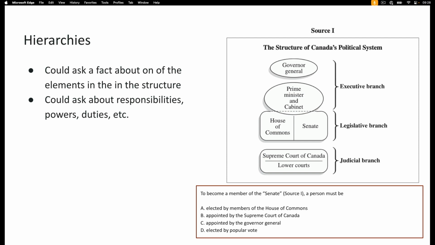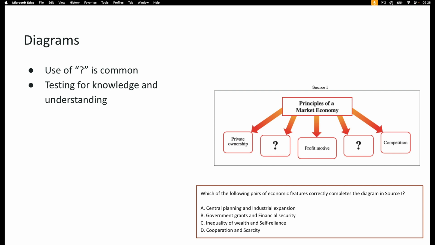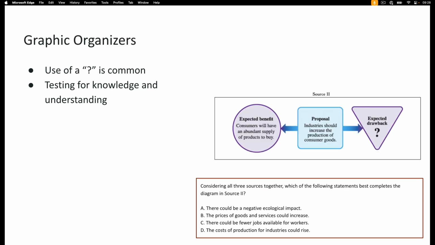Next up, diagrams. Diagrams are popular. These are testing for knowledge and understanding. Question marks, super common here. You'll have to identify what the missing check mark usually is. That's what they are going to be using diagrams for, as well as graphic organizers. They will do the same thing, testing for knowledge and understanding.